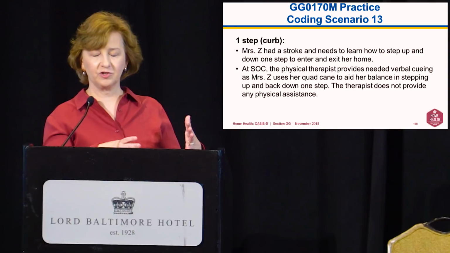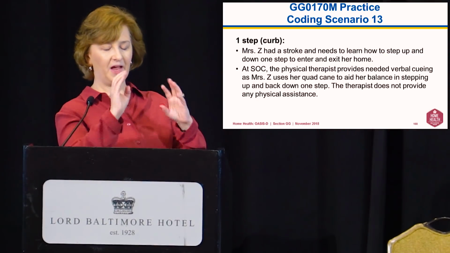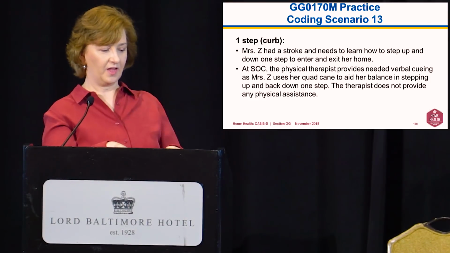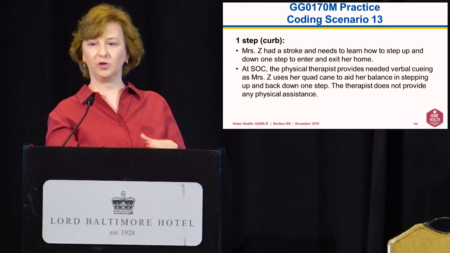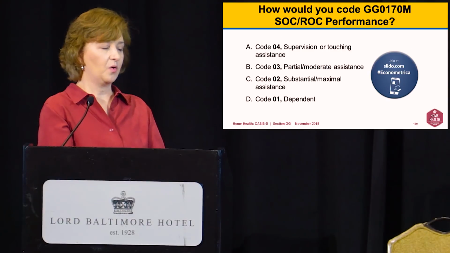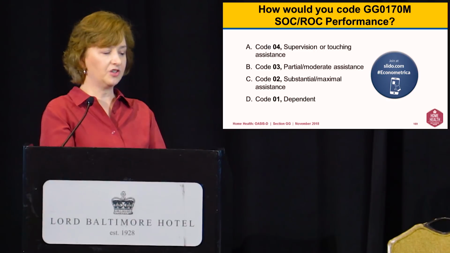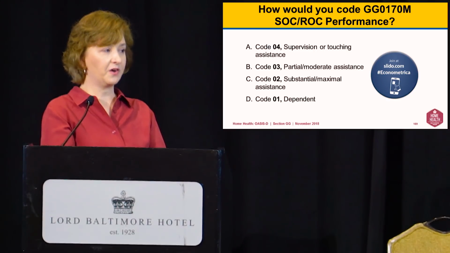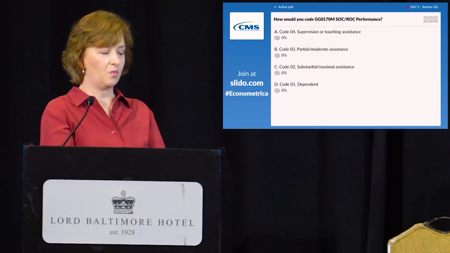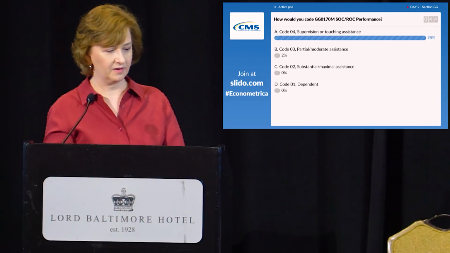So thinking through the decision tree, the patient does need somebody, so she's not independent. So then is it more than setup, cleanup? Yes. So then is it supervision, verbal cueing, or is it more? That's kind of where you should be thinking. So the options for the response are 04, supervision or touching assistance, 03, partial moderate assistance, 02, substantial maximal assistance, or 01, dependent. And I will let you put in your responses there.